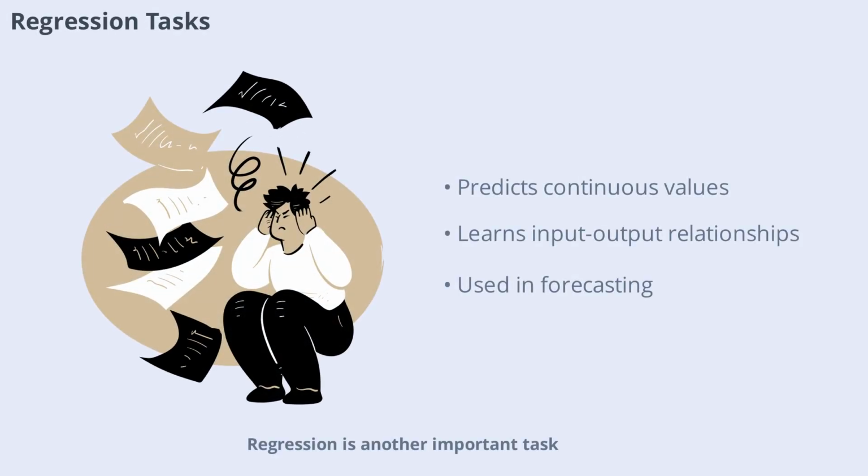Regression is another important task where the goal is to predict a continuous value. For example, estimating house prices based on features like size and location, or forecasting stock prices. Regression models learn the relationship between input features and the target value, making them useful for many prediction problems.